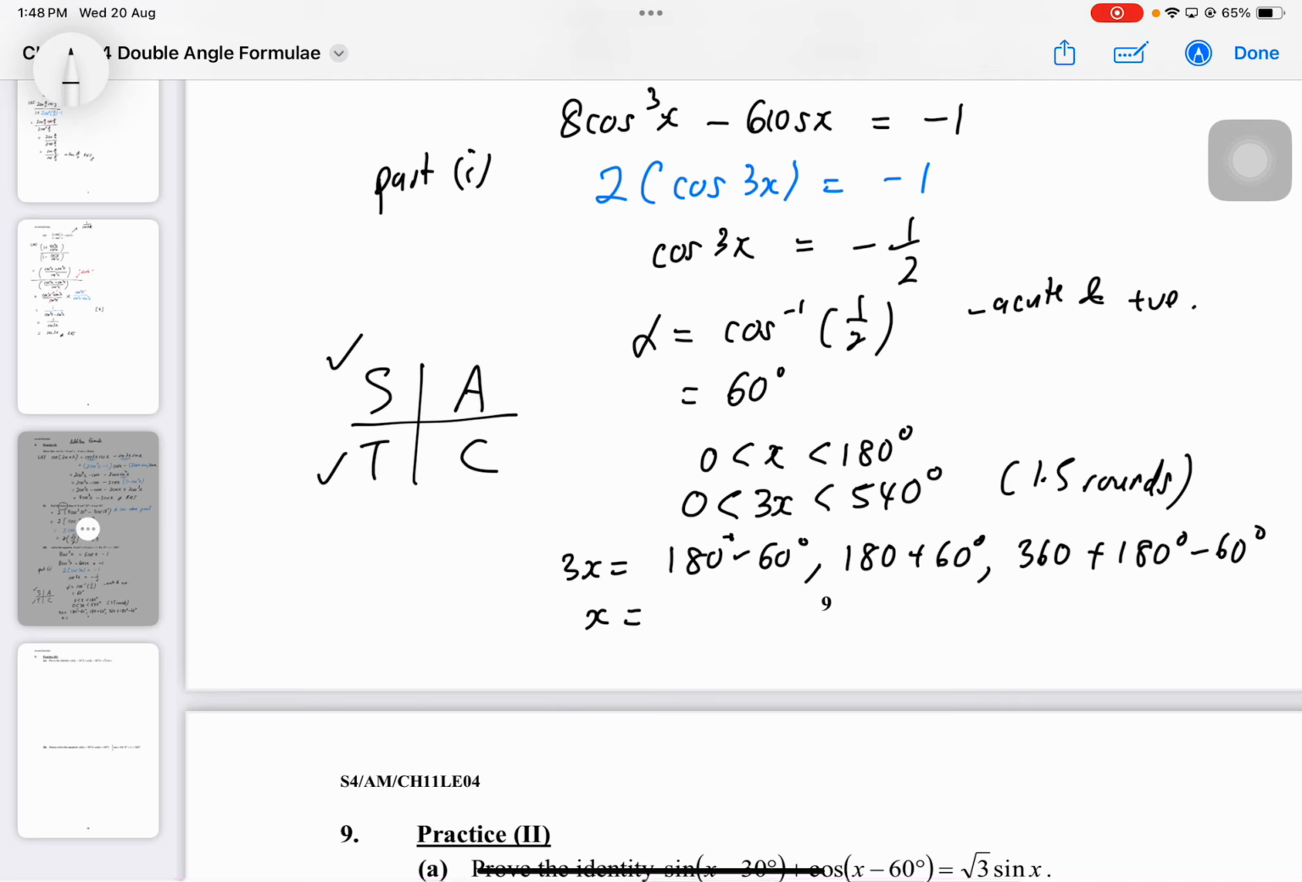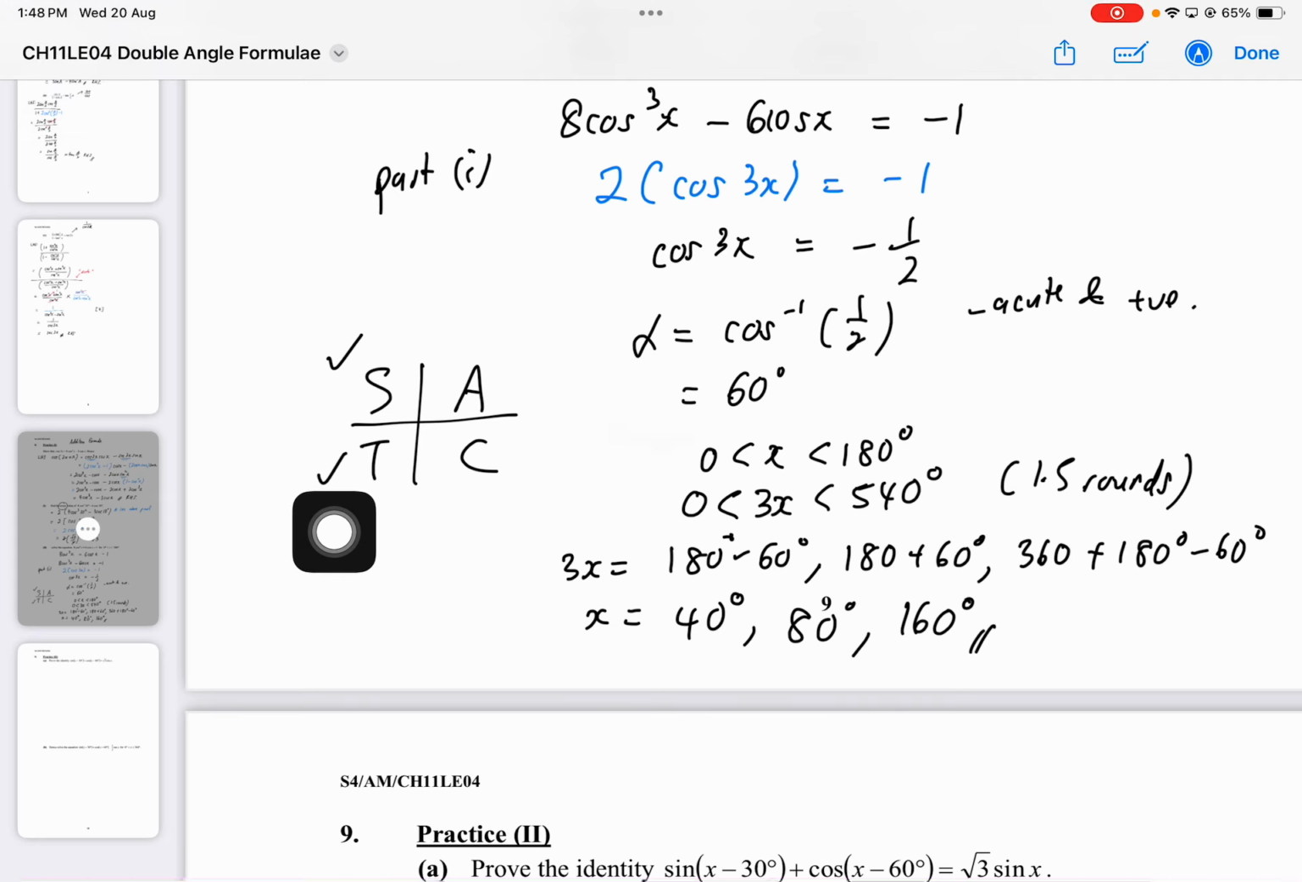180 minus 60 divided by 3, 40 degrees. 80 degrees. 160 degrees. Okay, can? So I want to reiterate that I do not need to add 360 to the third quadrant because it is 1.5 rounds only. It doesn't include the third quadrant in the second round. Hence, the 3 solutions only.